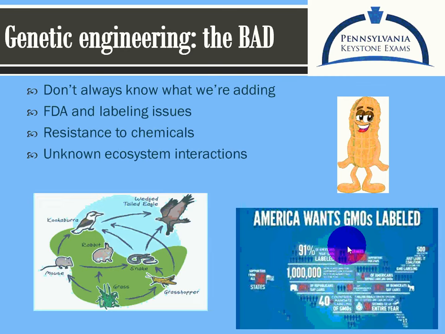And there's also the idea of unknown ecosystem reactions. We don't really understand exactly how something might affect the ecosystem. If we tweak the grass to be disease resistant, maybe the grasshopper won't eat it. And if the grasshopper no longer eats it because it doesn't find it tasty, then the snake loses its food source and so on. So that could be a very negative thing there.